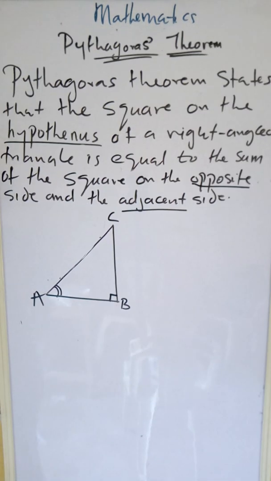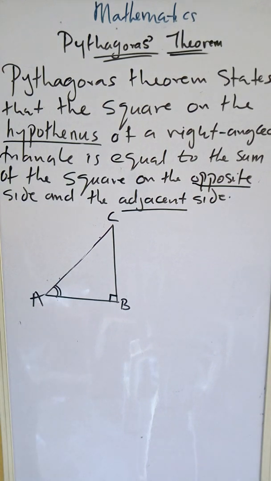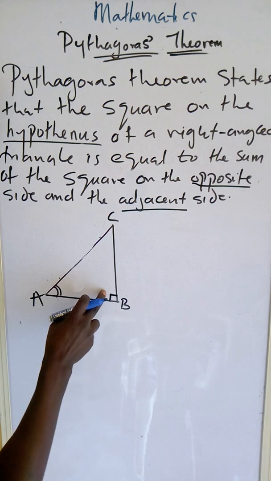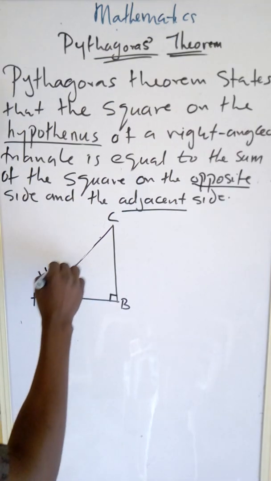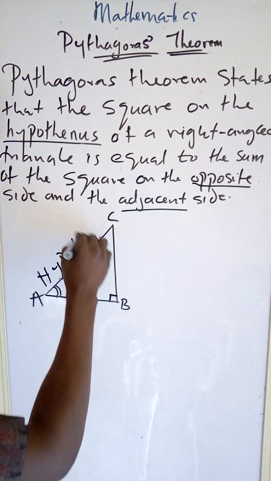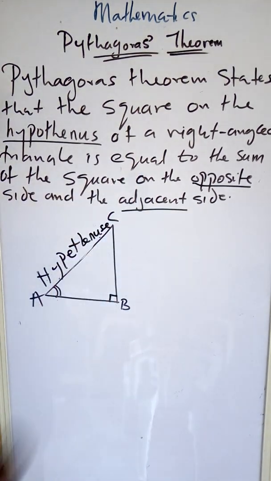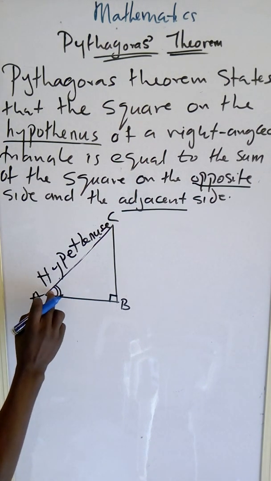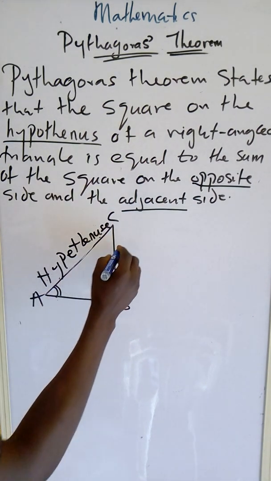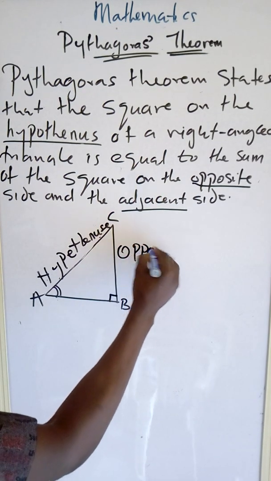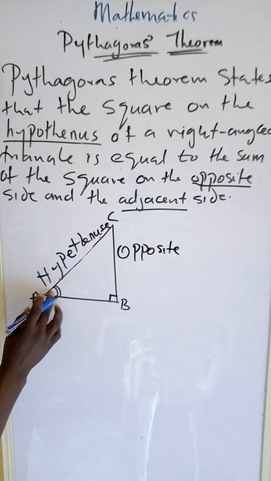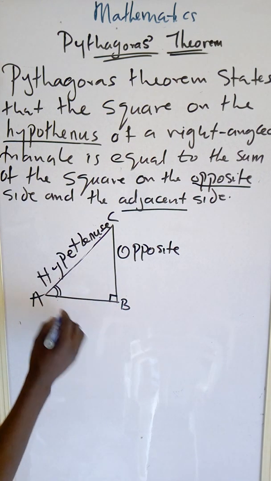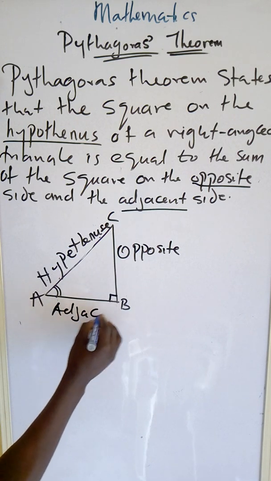Now, how can we identify our opposite and adjacent side? Any side facing our angle 90 degrees here, we call it hypotenuse. Then any side facing this angle here, angle A, we call it opposite. And between this angle and the angle 90 degrees, this side is at the back of both of them, then we call it adjacent.